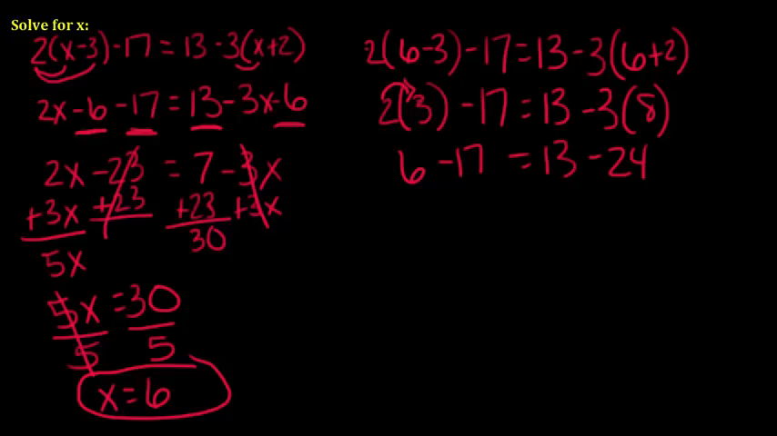So we'll say 6 minus 17. Again, you'll want to use your number line, but for time, we'll just say we did, and it's negative 11 is equal to 13 minus 24, which is also negative 11. So we know that that answer is correct.